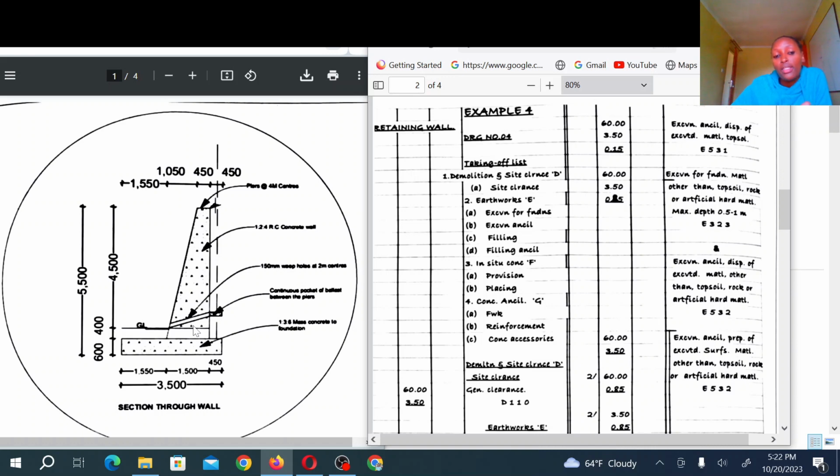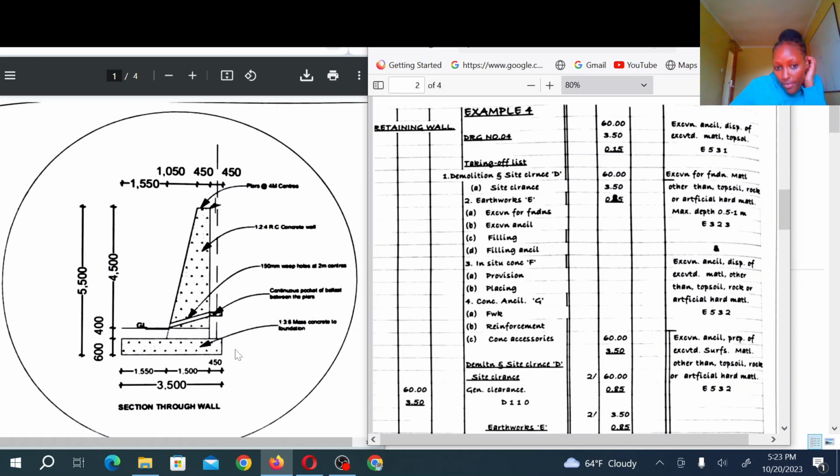So along the length of the wall, at centers of every 2 meters we have our 50 millimeters whip hole. Then there is a continuous pocket of ballast between the piers. So between each pair of piers, we have continuous pockets of ballast. The measurement for the ballast, we can see it's 450, the width. Then we are not given the height, but it's usually a square, so it will be 450 by 450, continuous pockets of ballast.